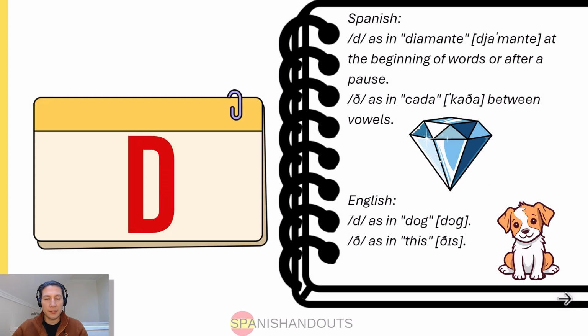Next, we have the letter D, and in Spanish it is pronounced th, as in diamante, at the beginning of words or after a pause. Also, we pronounce it like th, cada, between the vowels. In English, you can find the same pronunciation as in dog or as in this.